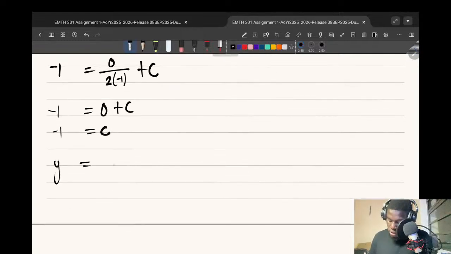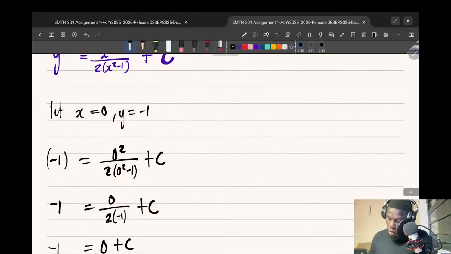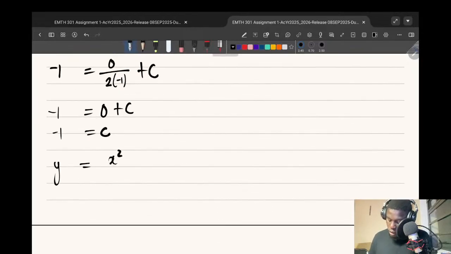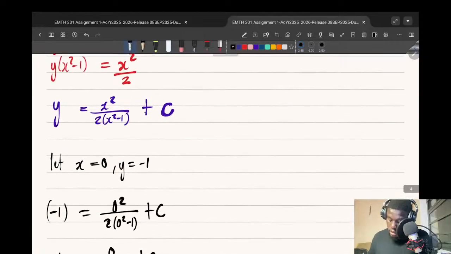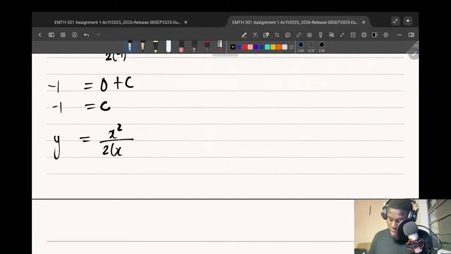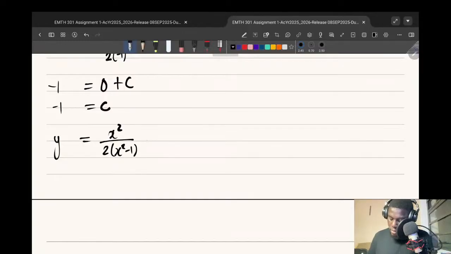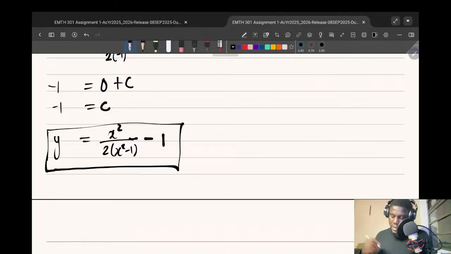So you have y is equal to x squared over 2 multiplying x squared minus 1. Then minus 1 like that. This is going to be your y, and you are done. We say to you, well done. That's fantastic.